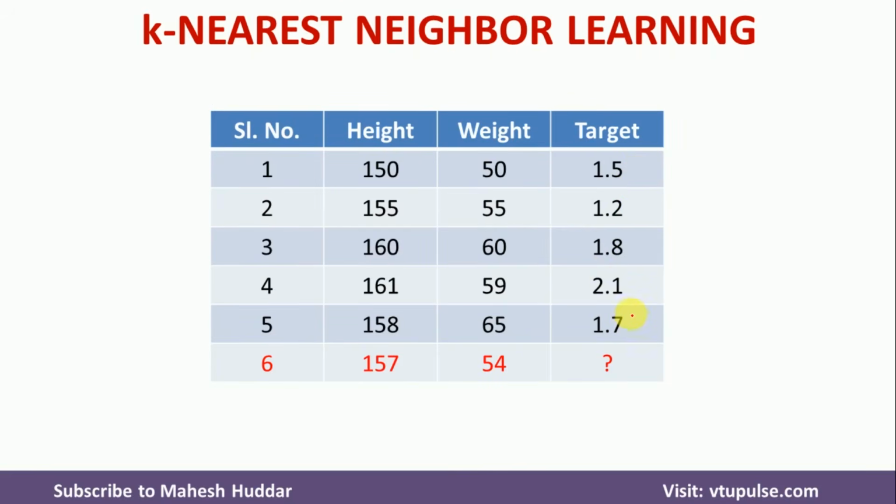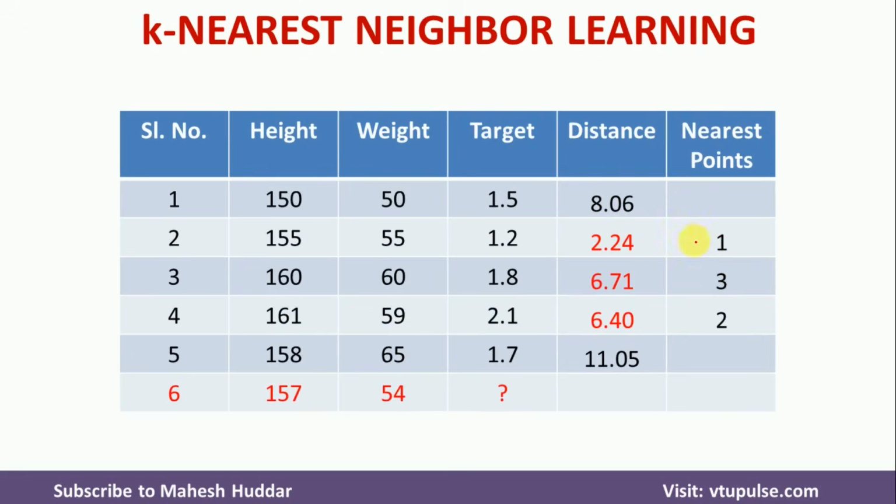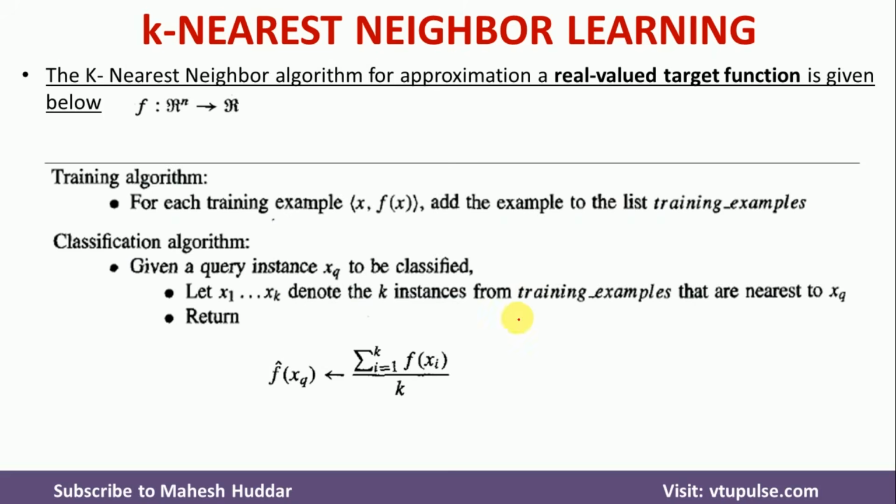Again, the process is the same. We need to identify the nearest neighbors. Based on the value, we need to assign the numbers. In this case, the k value is 3, so the 3 nearest points are the first one, second one, and third one. As per this equation, once you find the nearest neighbors, we need to find the f dash of xq as the summation of i equal to 1 to k of f of xi divided by k.